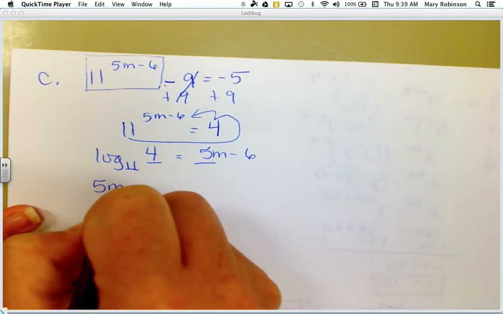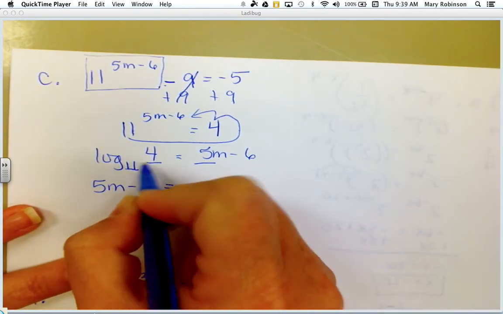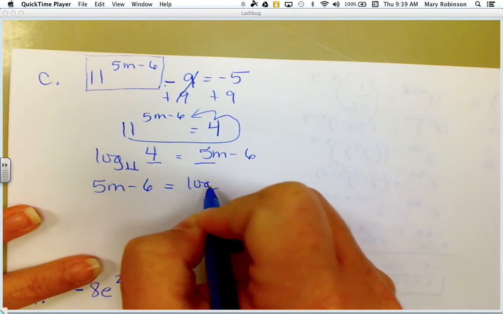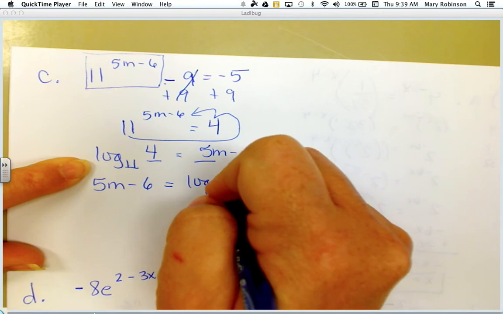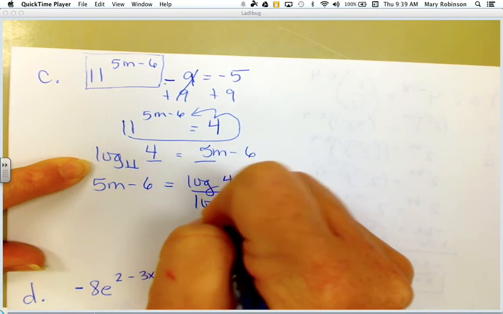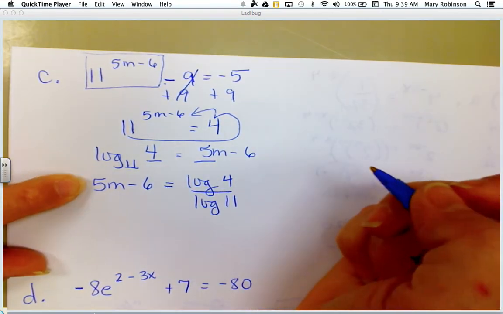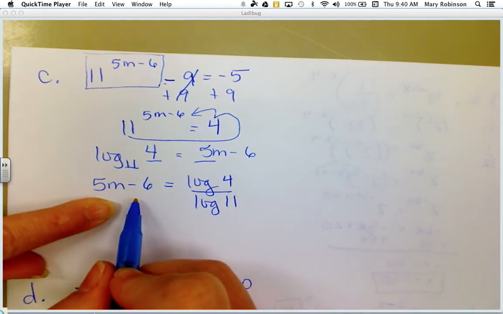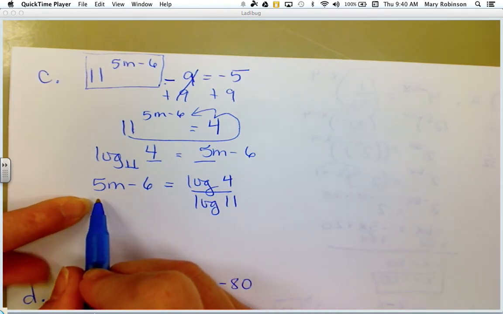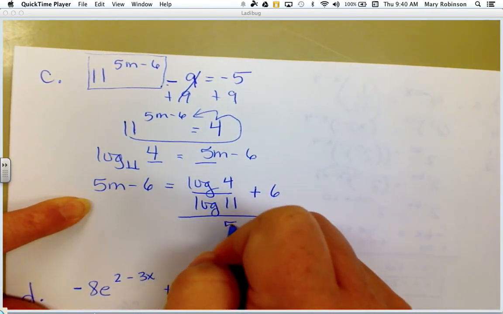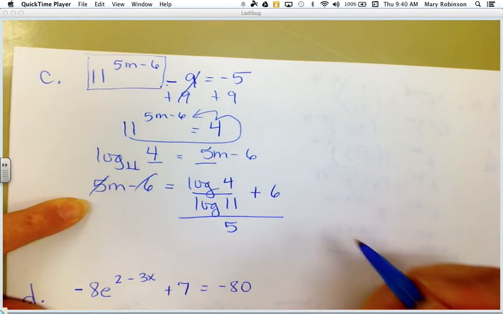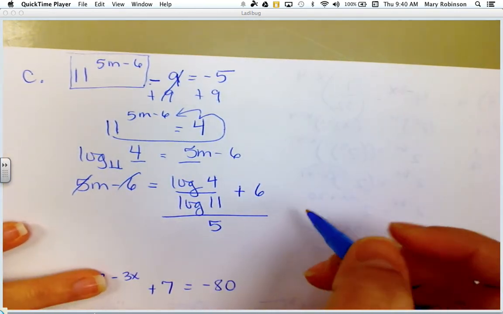So I'm going to come over here and write this as 5m minus 6 equals, and then use change of base. So I'm going to convert log base 11 of 4 to log of 4 divided by log of 11. My next step in solving is to add 6, then divide by 5. So that's exactly what I'm going to do. I'm going to add 6, then divide by 5. So this is the answer that I want to see.